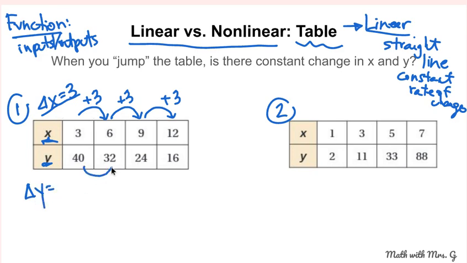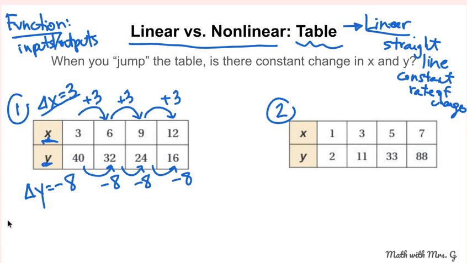If I go from 40 to 32, I went down 8. When I went from 32 to 24, I went down 8 again. If I go from 24 to 16, I went down 8. So if someone were to say, what was the change in y? Every single time it was consistent, okay? So we're going to be looking at these jumps here to determine if there's a constant rate of change.